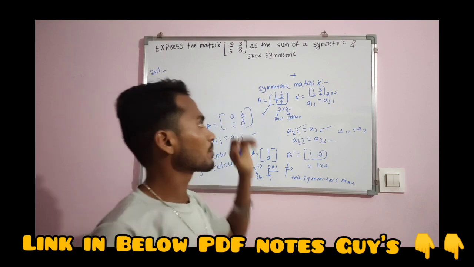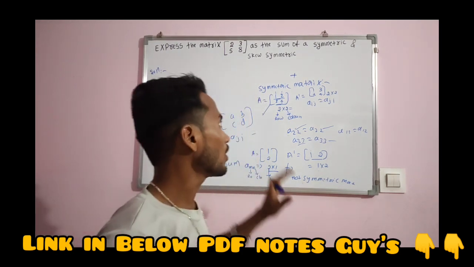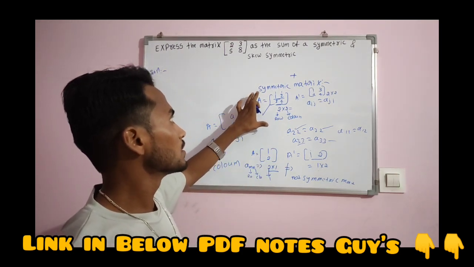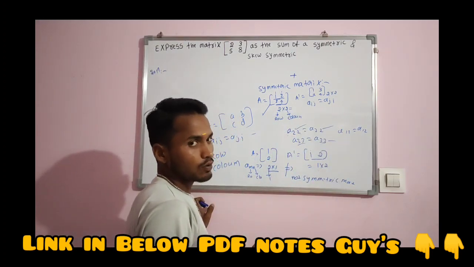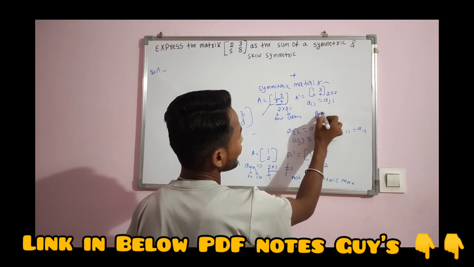This is called a symmetric matrix. Okay, you have to understand here only. So this is a symmetric matrix. One more very important thing: I have one formula only, A equal to A dash.